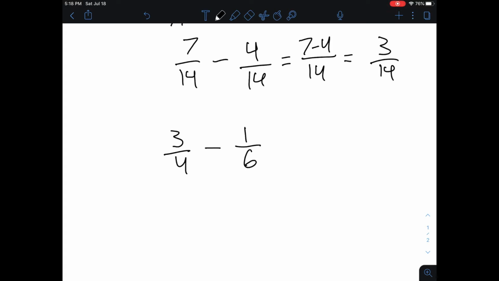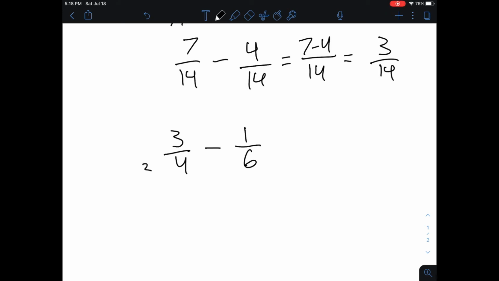So in this case, you have to think about your multiplication table. We don't have to do 6 times 4 or 4 times 6. There's a smaller number that's a multiple of both of these numbers. So in this case, we're going to use 12.